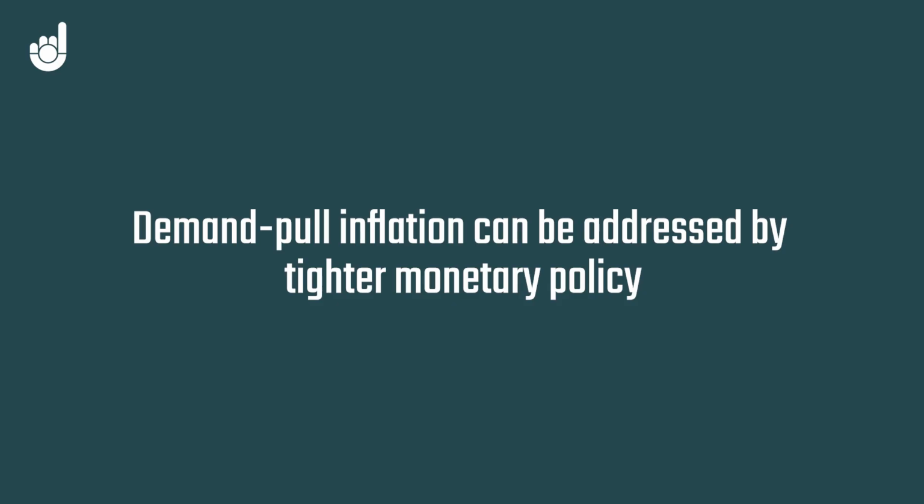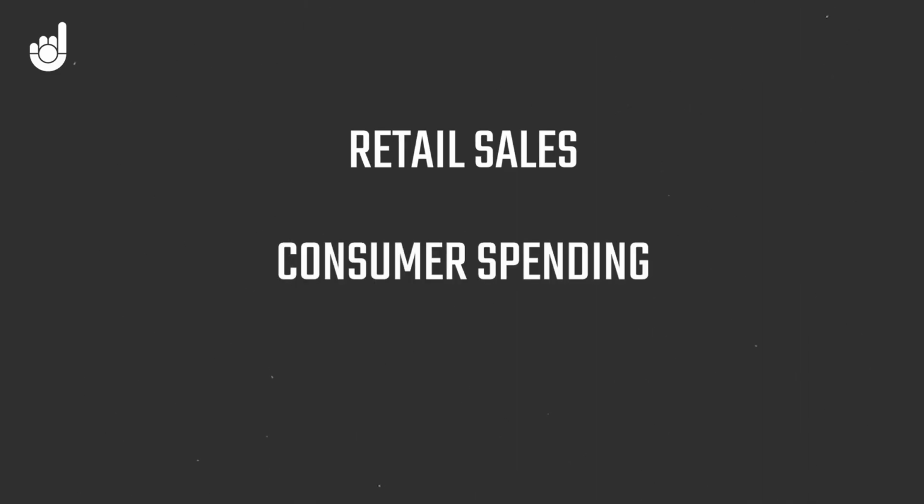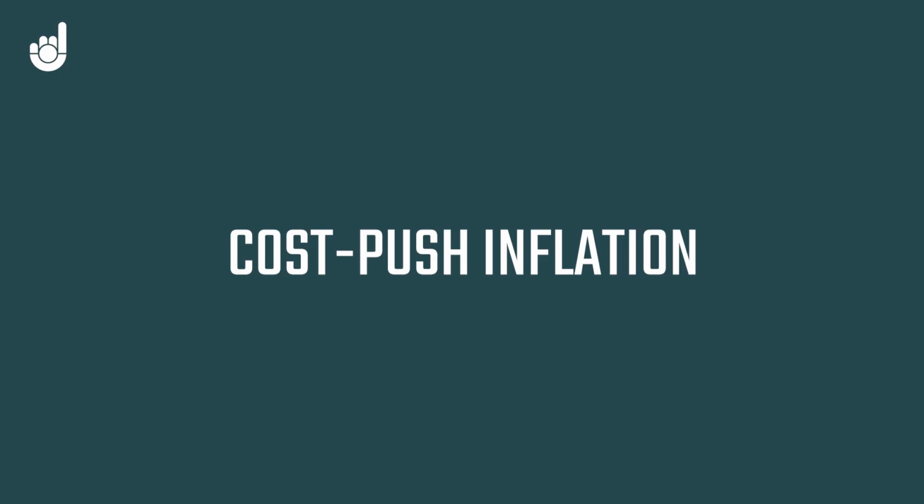Now, since monetary policy has an effect on demand pull inflation, it also means that central banks have the power to act against this type of inflation as well. And this can be done through tighter monetary policy, which usually involves raising interest rates. We may also see the government cutting demand by reducing spending and increasing taxes. Now, if we're looking at demand pull inflation, we'd be particularly interested in things like retail sales, consumer spending, and durable goods orders.